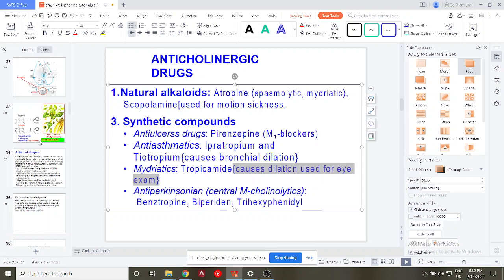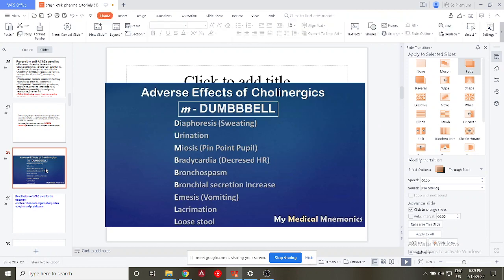I just want you to remember the effect of these drugs. When you see the drugs, you're going to remember the effect and understand how it works in a question. So for cholinergic drugs, these are the effects: DUMBBELLS, diaphoresis, urination, miosis, bradycardia, bronchospasm, emesis, lacrimation, loose stool. Anticholinergic drugs are going to have the opposite. And the main anticholinergic drug is atropine.